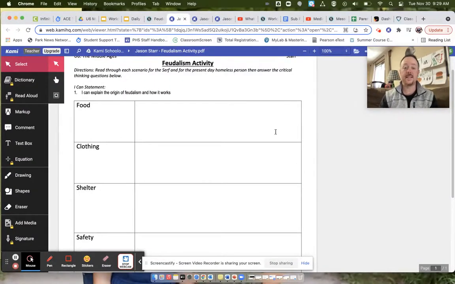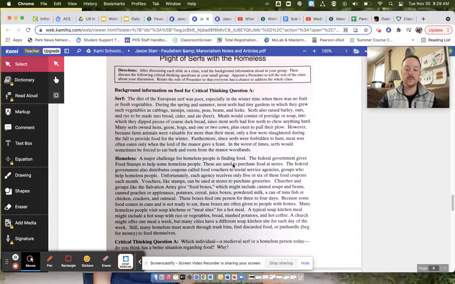Use the whole space, guys. It can't just be one word answers. It can't be just one sentence answers. All right, you have to answer the question. I believe that a homeless person, or I believe that a medieval serf has a better situation for food because, and you have to give a couple reasons. All right, and your reasons will be found right here in this article. Okay. So that's your task.